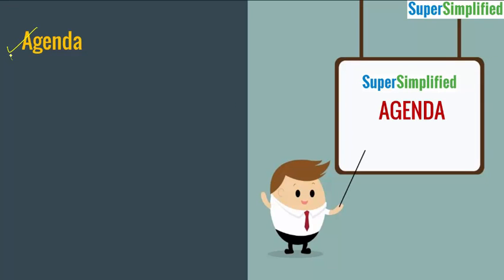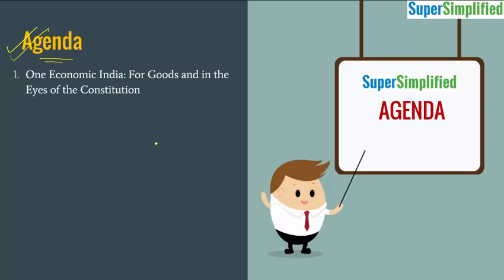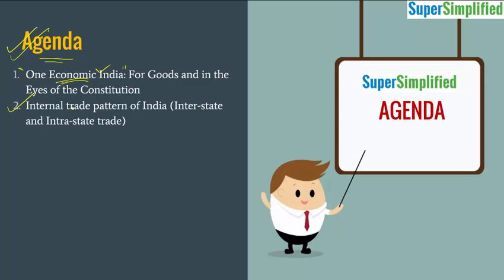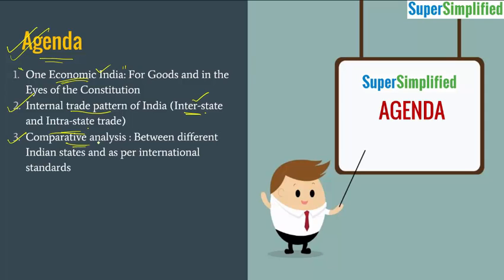So before starting the chapter, let's see what the agenda is, what points we are going to discuss. As we said, in this chapter our discussion is going to revolve around GST, and the central point of discussion will be trade within India. So we will discuss One Economic India. Do we have One Economic India today? If not, then what are the reasons and how can we achieve this aim? Here we will see the internal trade pattern of India, interstate between the states and intrastate within the state. Then we will do a comparative analysis between different Indian states and then we will see where we stand as per international standards, right?